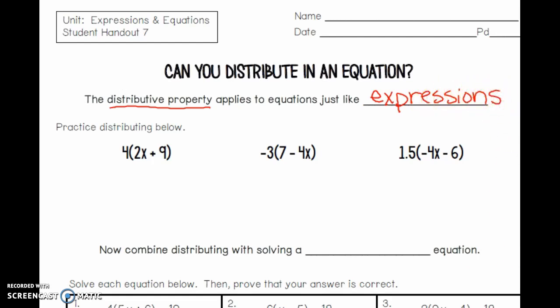Oops, expressions. So if you remember, this means I have 4 sets of everything in the parentheses. So I need to multiply 4 times the first term and 4 times the second term. 4 times 2x is 8x. 4 times 9 is 36. And I get a plus sign in between. Make sure you have that written down. I'm going to pause it for a minute.